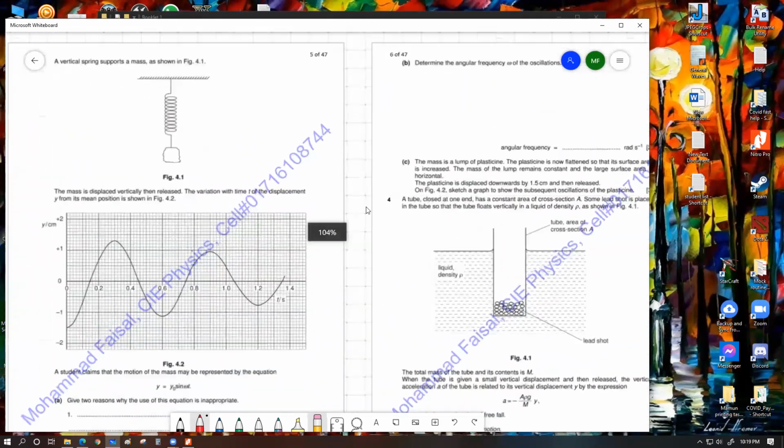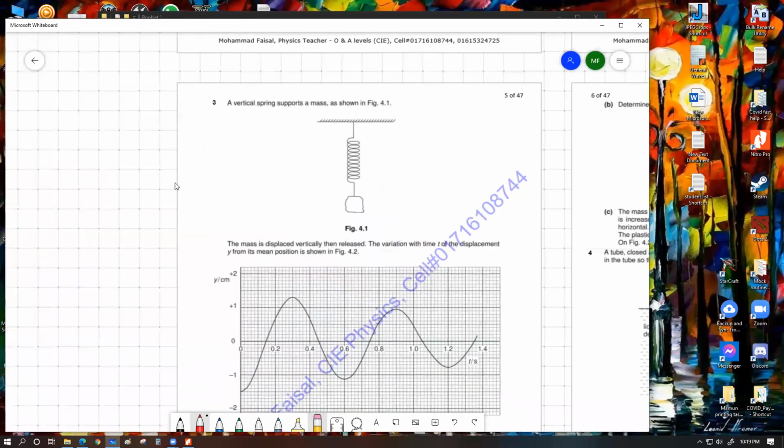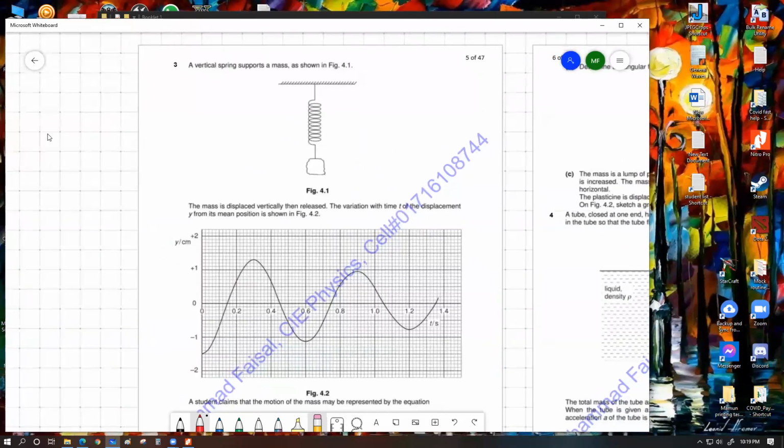This is our Question number 3. Let's have a look. A vertical spring supports a mass as shown in figure 4.1. The mass is displaced vertically and then released. The variation with time t of the displacement y from its mean position is shown in figure 4.2.